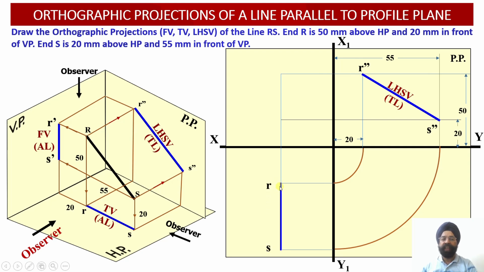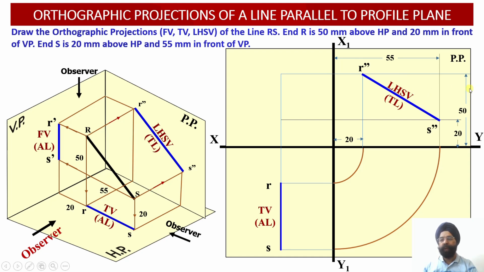Having located these 2 points R and S, we can join R with S, and the moment we join point R with S, we obtain the apparent length top view projection of the line onto the horizontal plane. Similarly, when the observer looks at this line from the front side, please check.